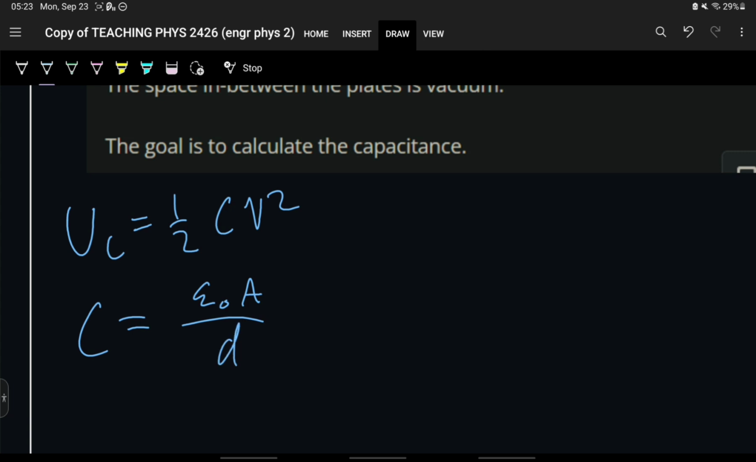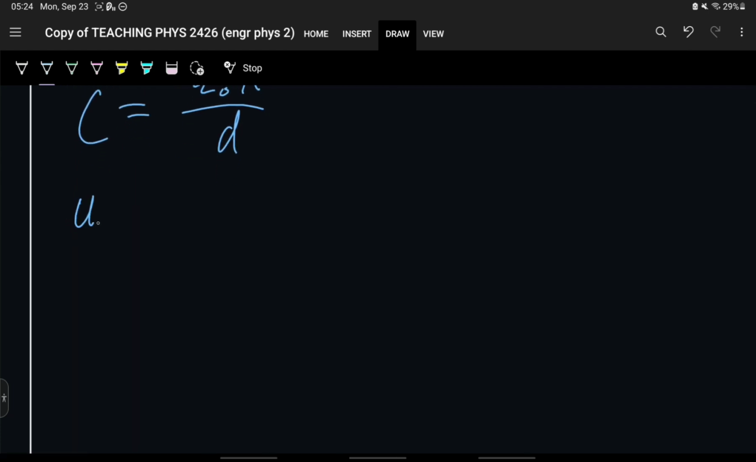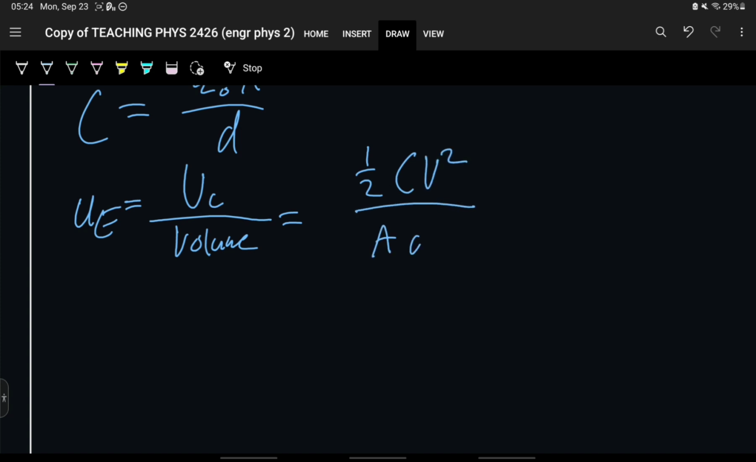So now we know that the energy per unit volume, U sub E, is the energy stored in the capacitor divided by the volume between the plates. The volume between the plates is simply the area A of the plates times the separation distance D. So volume is equal to A times D. And so the energy per unit volume is going to turn into U sub E equal to U sub C all divided by volume, which is equal to 1/2 times C times V squared, all divided by A times D.